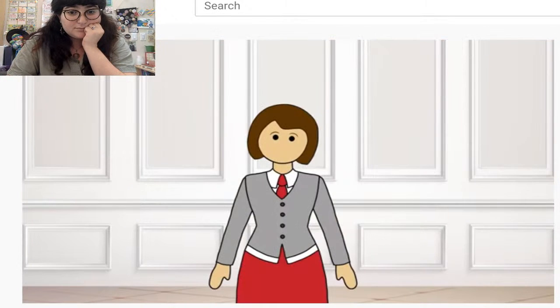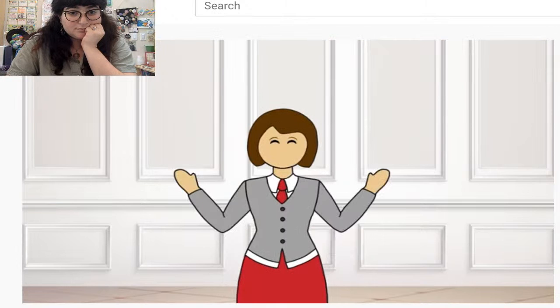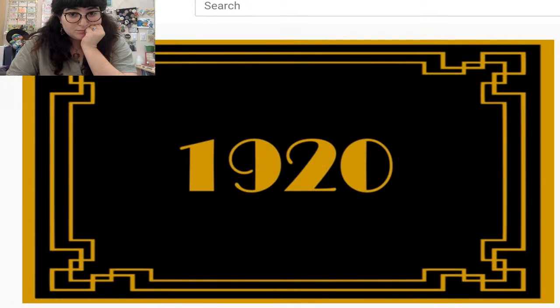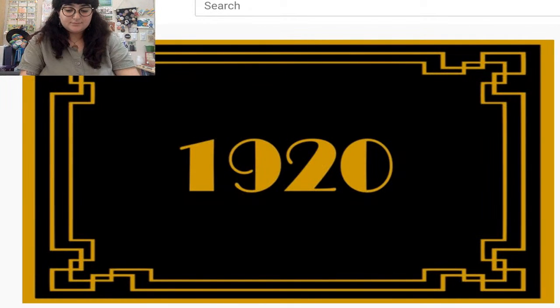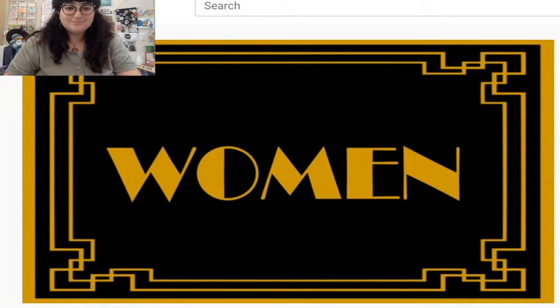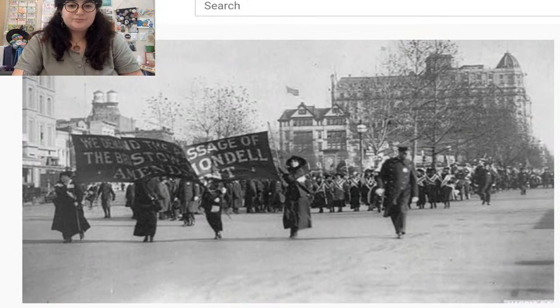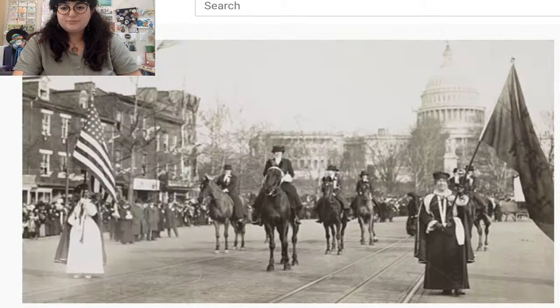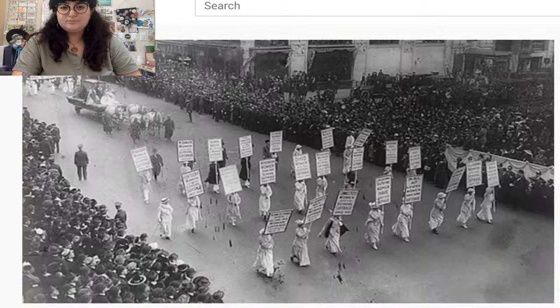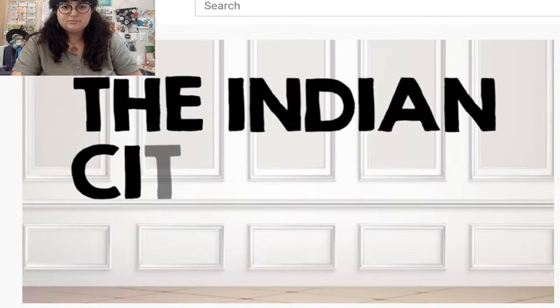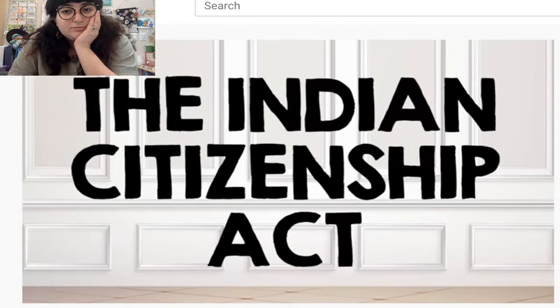The 1900s brought a wave of changes. In 1920, a new group of American citizens gained the right to vote: women. The ratification of the 19th Amendment was a great victory for the supporters of women's suffrage. 4 years later, in 1924, the Indian Citizenship Act finally gave American Indians the right to vote.